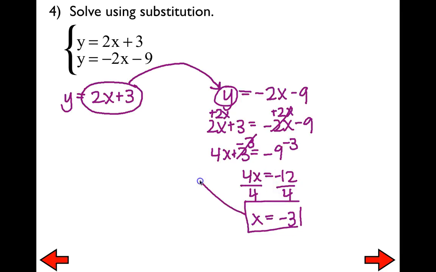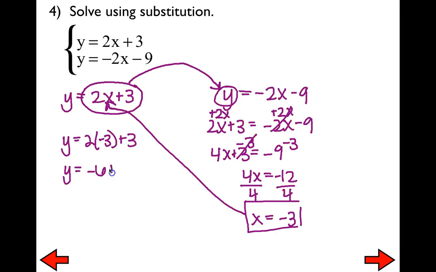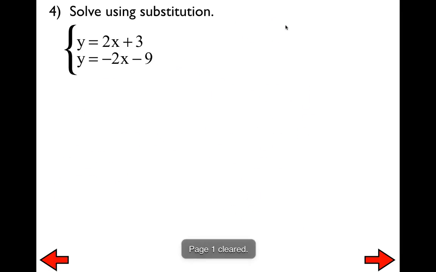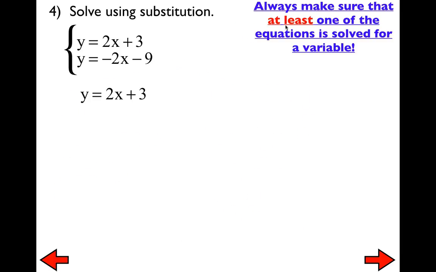Now that I know what x is, I'm going to plug it back into one of the originals. So now we have y equals 2 times negative 3 plus 3. Here we have y equals negative 6 plus 3. So y equals negative 3. So at this stage, I can say that I think the solution is negative 3 comma negative 3. Of course, we always say I think because we have to check our answers. I'm going to believe that you went ahead and checked your answers, and it should work for both equations. So now moving on, let's try number 5.